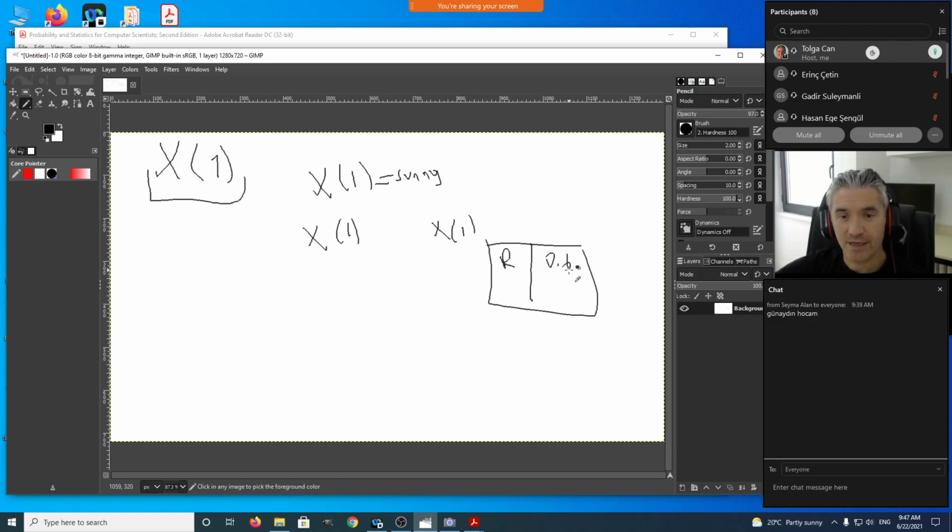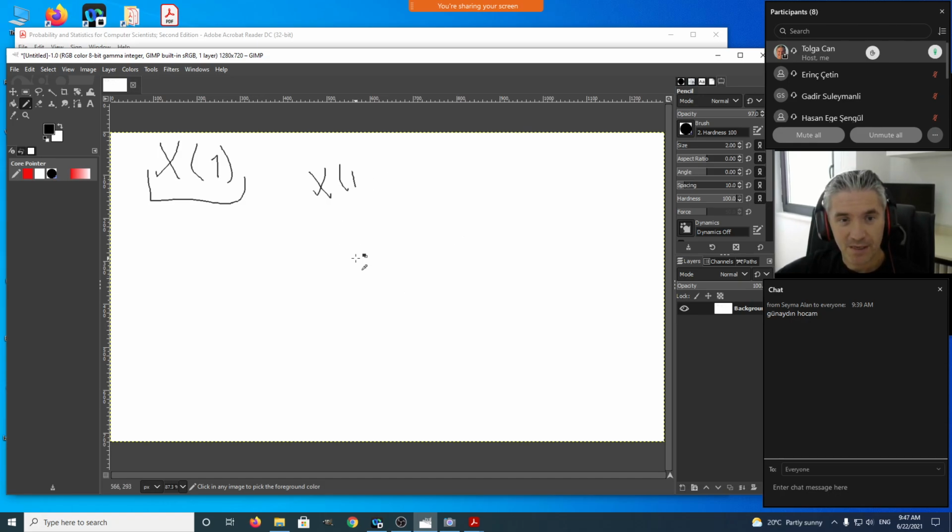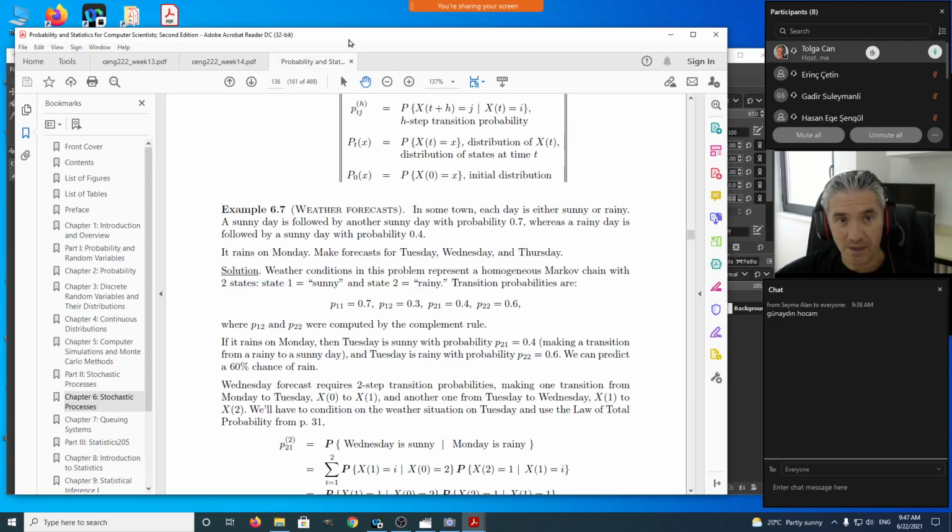So let's take a look at the example and proceed according to the values provided in the example. And I will ask some other questions related to this example too. So here, let's see what the information given to us is. A sunny day is followed by another sunny day with probability 0.7. So this 0.7 is a transition probability from one state to the other.